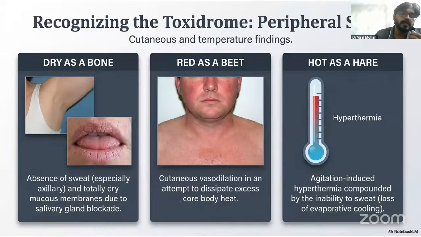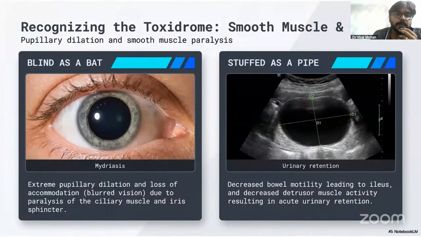Next is red as a beet. These patients are not able to do evaporative cooling, so they are not able to dissipate the excess heat. It causes cutaneous vasodilation, causing a red color. That is called red as a beet. The next one, blind as a bat. Because of extreme pupillary dilatation and loss of accommodation, basically from paralysis of the ciliary muscles and the iris sphincter, the pupil becomes completely mydriatic, and there is also blurring of vision.